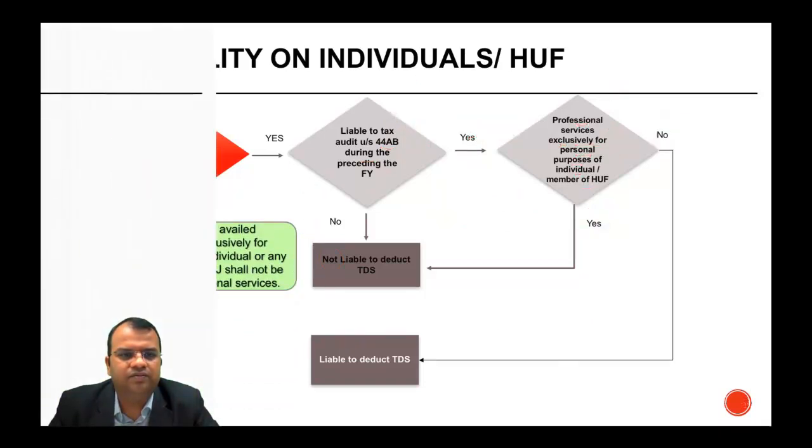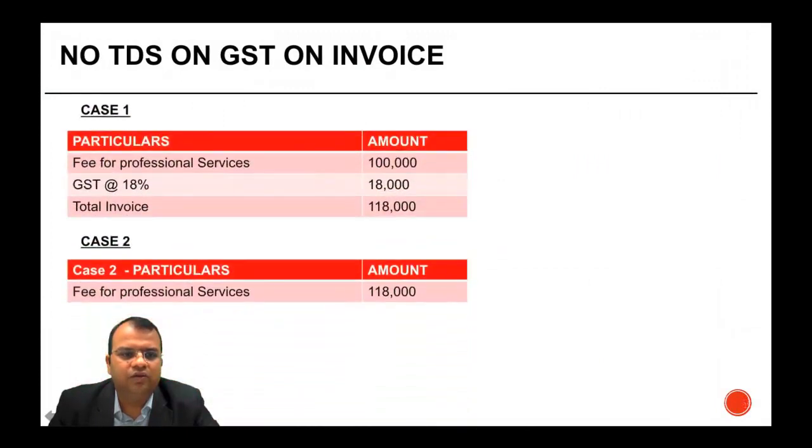Now, generally you would get an invoice which may contain goods and services tax, GST. Earlier, it would have contained service tax. Because we are talking about fee for professional or technical services, generally these services were liable to service tax earlier and now to GST. The invoice that you may get could be in either of these two situations.